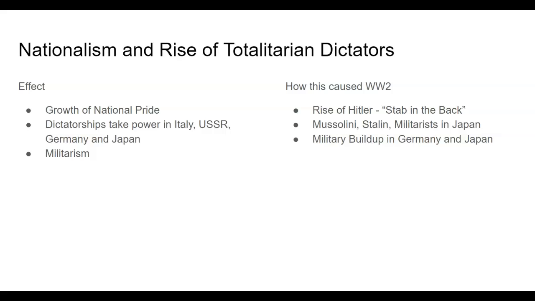How does this cause World War II? The rise of Hitler and this idea of the stab in the back, playing on the German desire for revenge. Mussolini in Italy, Stalin in the Soviet Union, militarists in Japan. You have totalitarian governments in these four countries, and some others, but most significantly these four, which will lead to a military buildup in all four countries, most significantly in Germany and Japan.